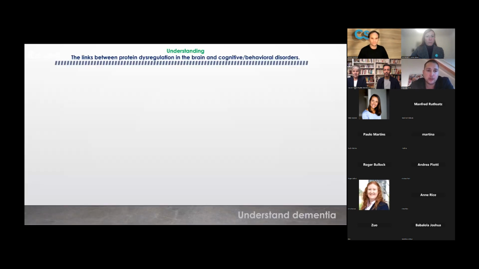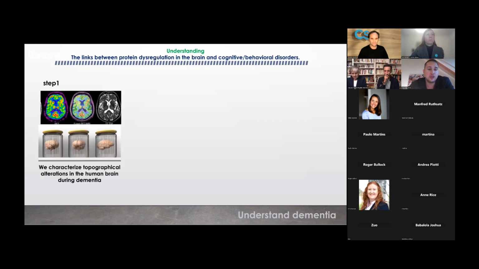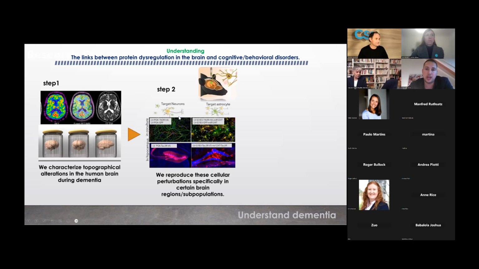I will introduce a very general method that we use. This method starts in humans, with MRI or post-mortem samples that we obtain by different autopsies. We try to find something in the brains of the patients, and we reproduce this in animal models.